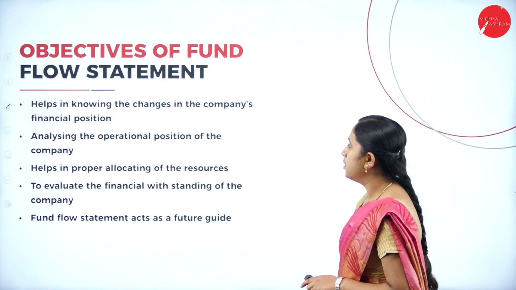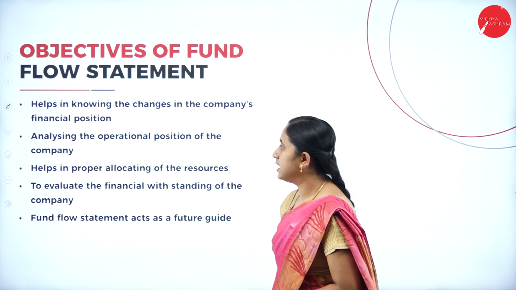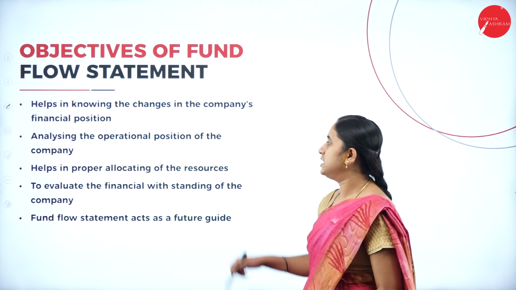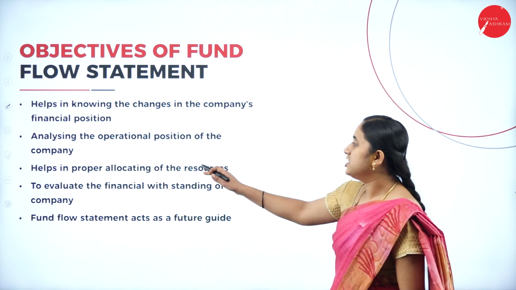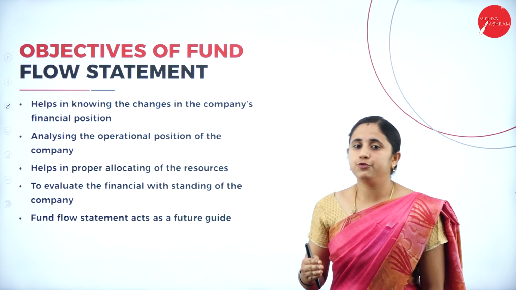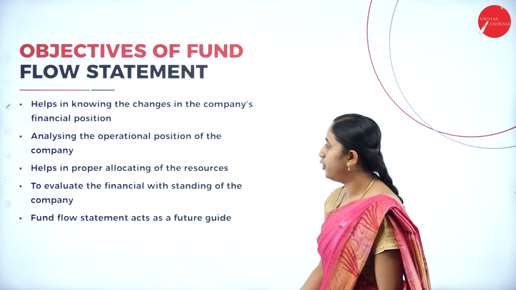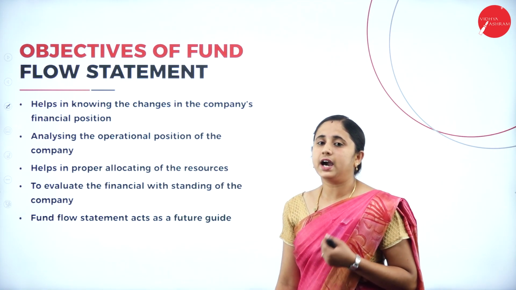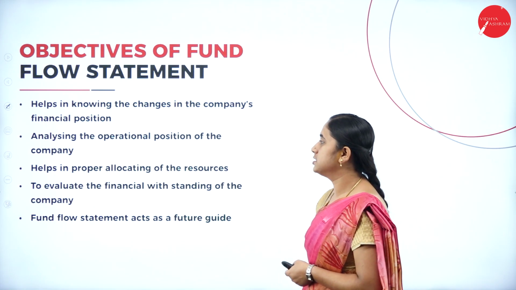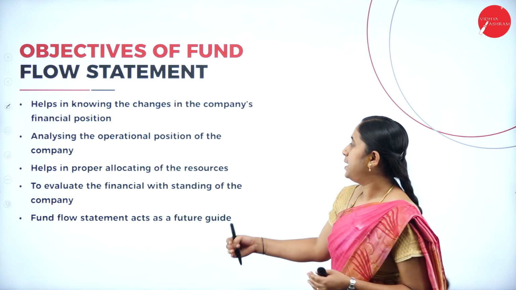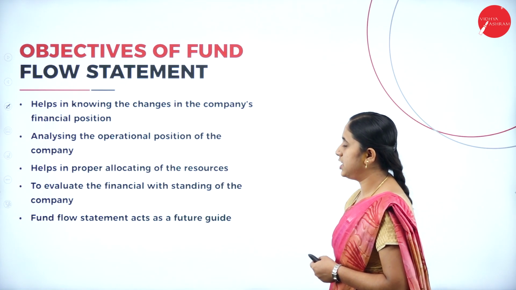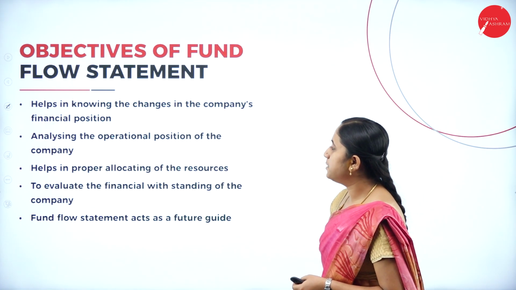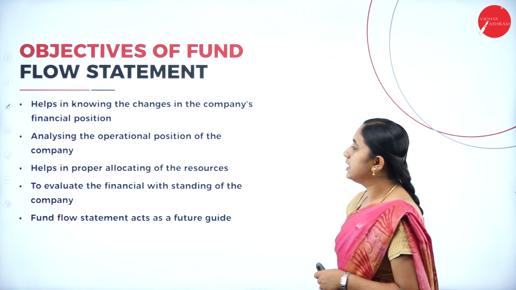Next, analyze the operational position of the company. It helps in analyzing the operational position of the company. The balance sheet gives the static information about the cash inflow and outflow. It gives the current financial position of the concern. From this, we can plan for financial resources. It helps in proper allocating of the resources.